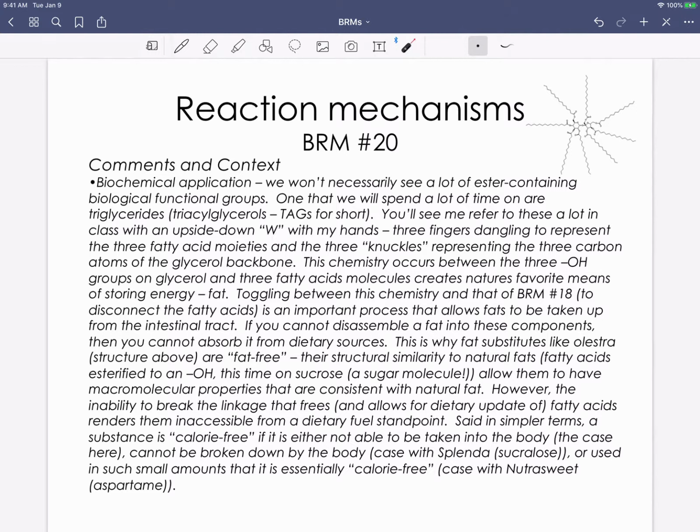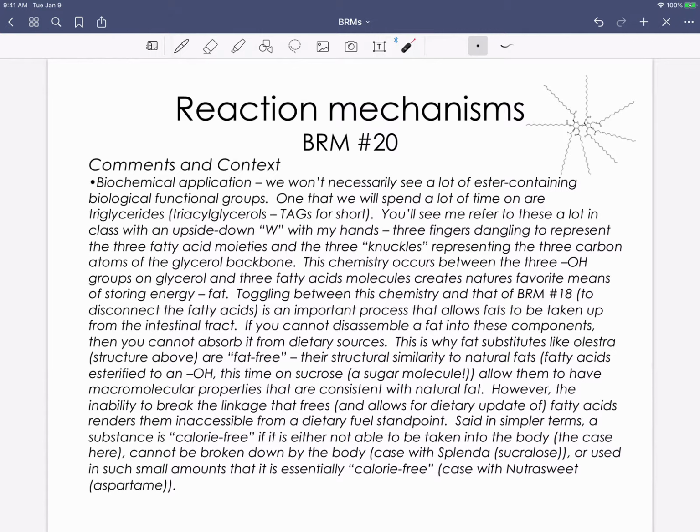Kind of that's like our little symbol for triglycerides, where the 3 fingers that I'll dangle down represent the 3 fatty acid moieties. My 3 knuckles represent the 3 carbon atoms of that glycerol backbone. So again, the chemistry that occurs between the 3 hydroxyl groups on glycerol and the carboxylic acids on those 3 fatty acids is what we use to generate these triglycerides. And again, triglycerides are nature's favorite mechanism for storing energy.